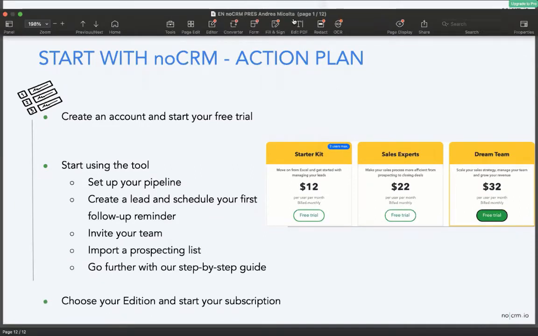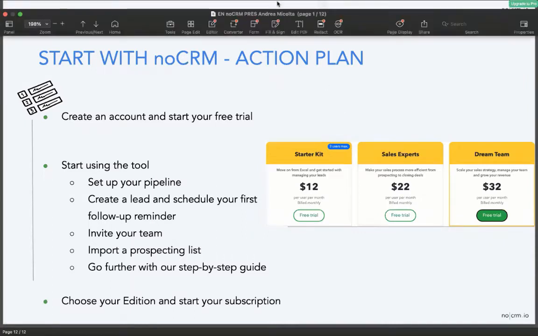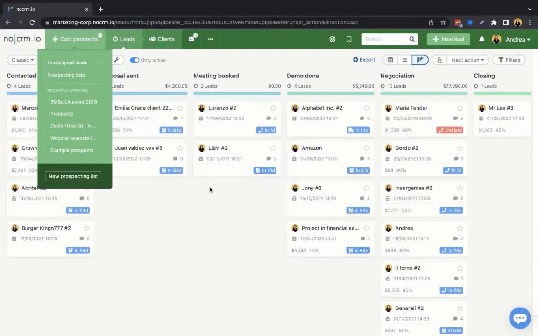We have 3 plans: the starter kit, the sales expert, and the dream team edition. In order to check the prices that qualify for your area, I would highly encourage you to go to the website wherever you are. You'll be able to see the prices in your currency, if it applies, or in your area specifically. Okay, now I'm going to go ahead and switch the screen to start a demo here.